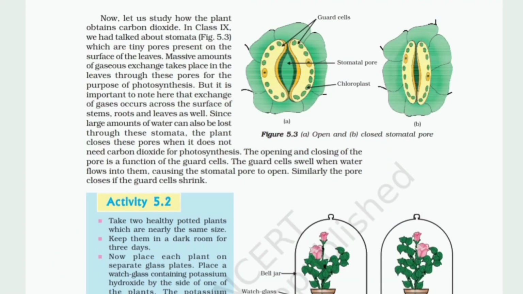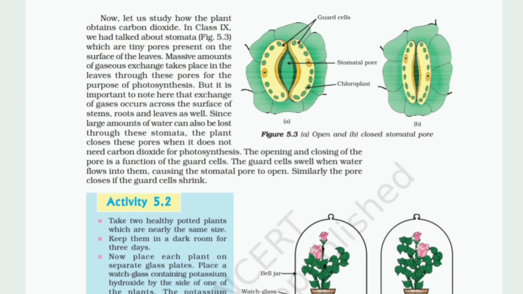Now, let us study how the plant obtains carbon dioxide. In class 9, we had talked about stomata, figure 5.3, which are tiny pores present on the surface of the leaves. Massive amounts of gaseous exchange takes place in the leaves through these pores for the purpose of photosynthesis.